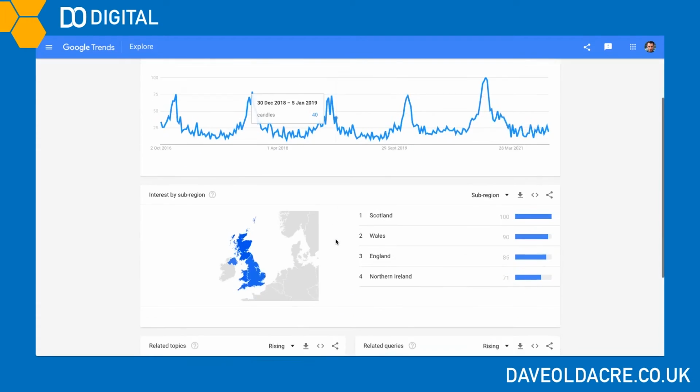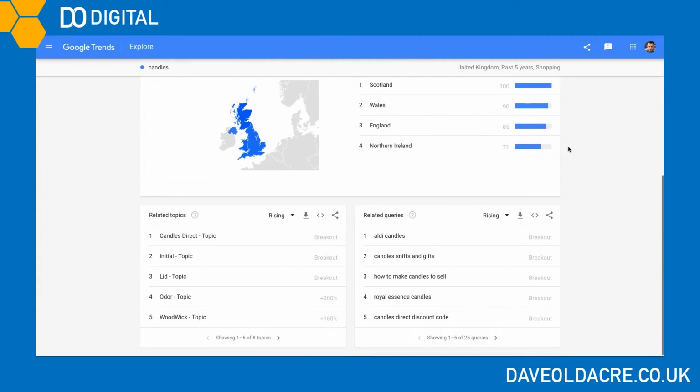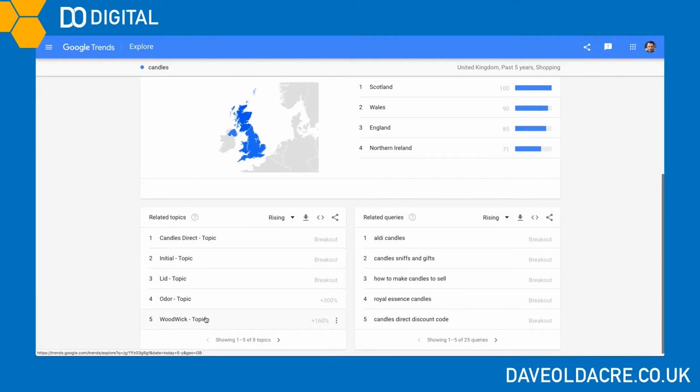Beneath the interest graph, we can start to see where in the UK people are most interested in that term. And we can also see related topics and queries. But interestingly, at the bottom, we can see woodwick. And that suggests to me that people are looking for woodwick candles.